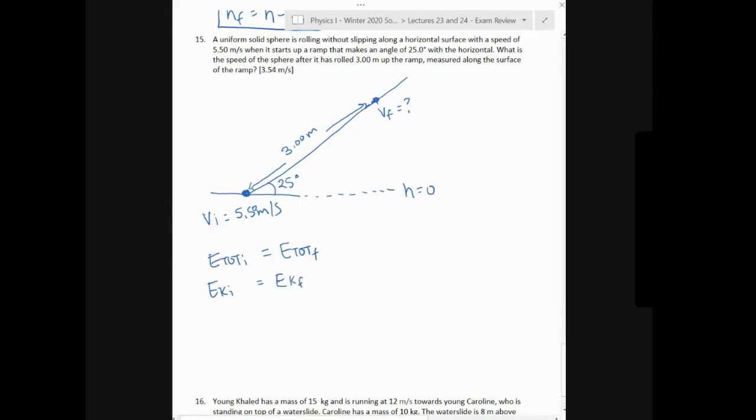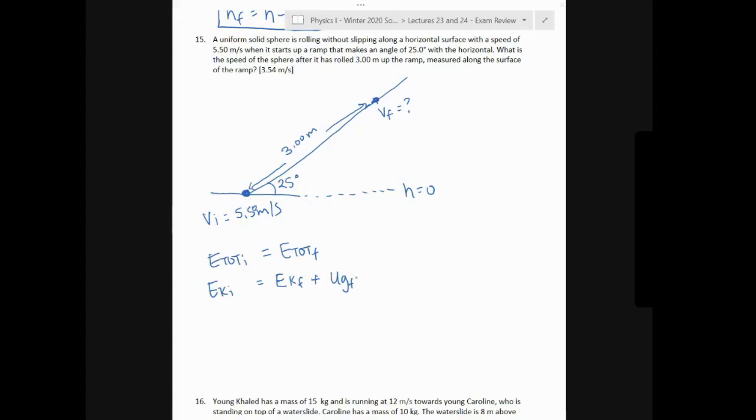A lot of times the question will say, how far up the ramp will the ball travel? So in that case, you're assuming it came to a stop and then it doesn't have kinetic energy. But here it's asking how fast is it moving when it's traveled 3 meters up the ramp? So it has gravitational potential and it also has kinetic energy. Any questions about that? No.